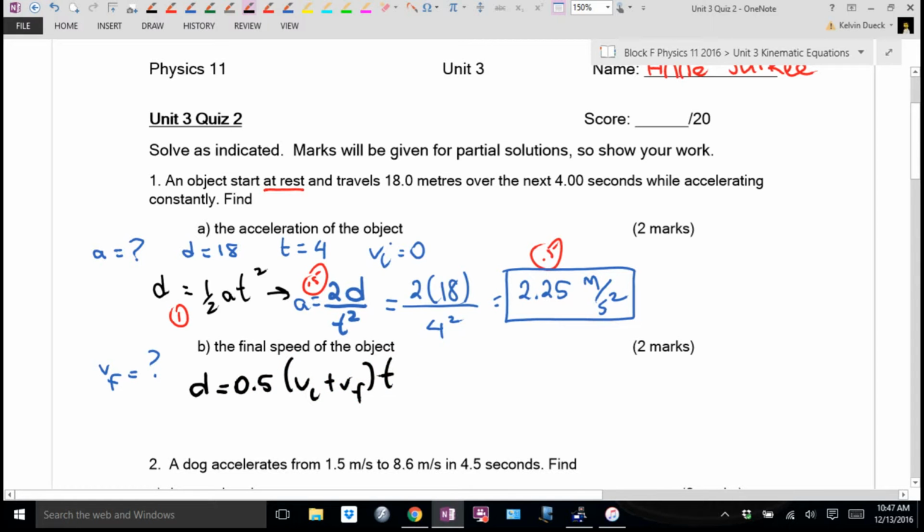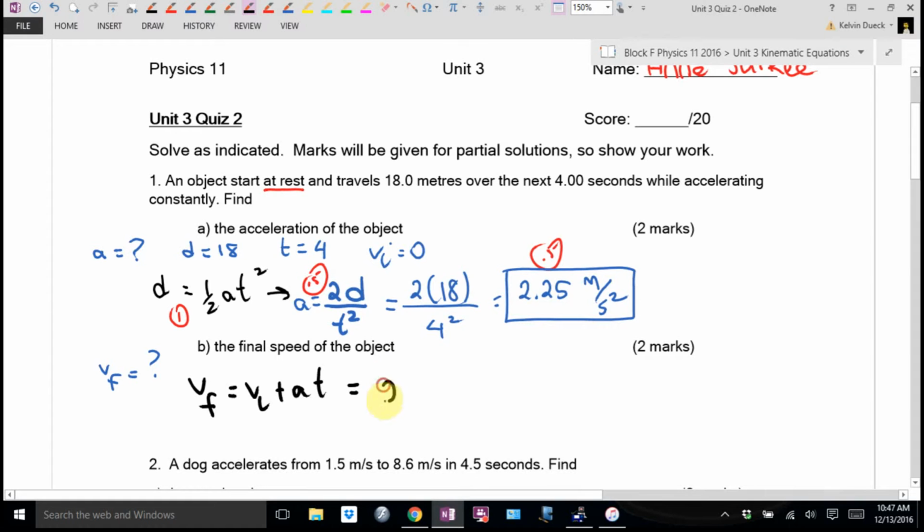The reason is that's using information that they gave me. But honestly, this is a pain to get the VF by itself. I'm going to be lazy. I'm going to use VF equals VI plus AT. And as long as I got A right, I'll get this right. And I'm pretty sure I got the A right.